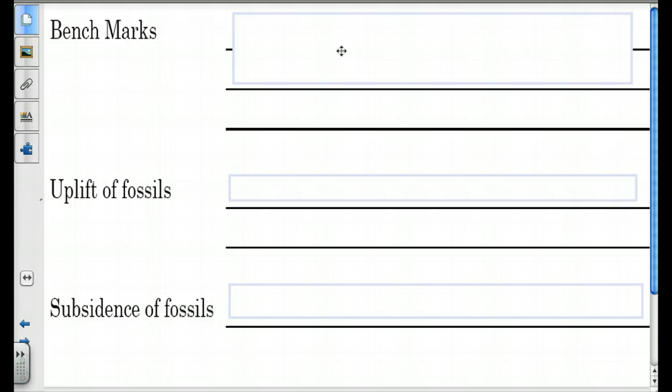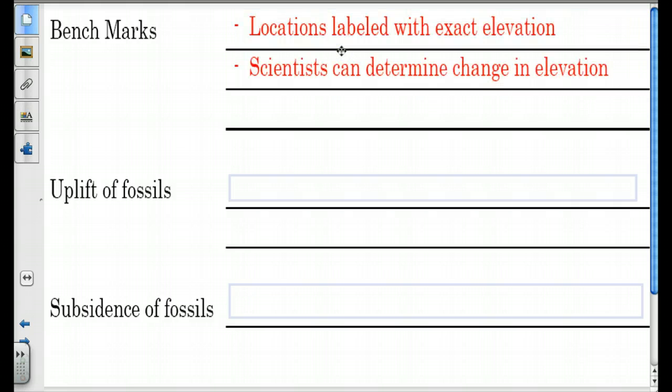There are some other pieces of evidence that plates have moved. One of these is the benchmarks, and we've seen these benchmarks in topographic maps. There are places that are labeled with the exact elevation, and scientists can determine how much that's changed. They go back in 10 years or 20 years or 30 years and see how much that's changed. Or in the Himalayas, they actually have sensors that send information via satellite, so they can look at how much it changes in real time. So when an earthquake happens, they can see if the Himalayas have been raised up at all.